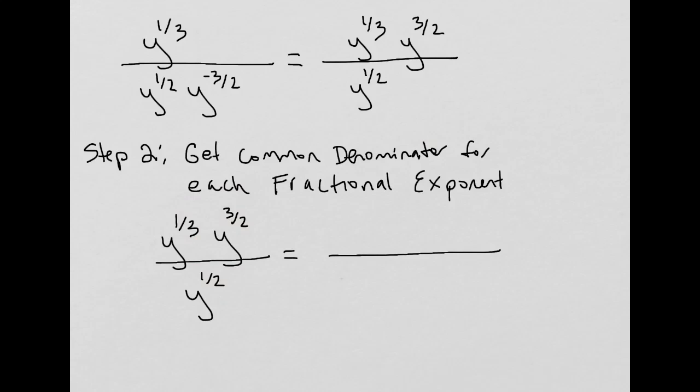So the first one, since it's 1 over 3, if I multiply top and bottom by 2, I'll end up with y to the 2 over 6. Similarly, for the second one, if I multiply top and bottom by 3, I'll end up with y to the 9 over 6. And then on the bottom, if I multiply that one top and bottom by 3, I'll end up with y to the 3 over 6.